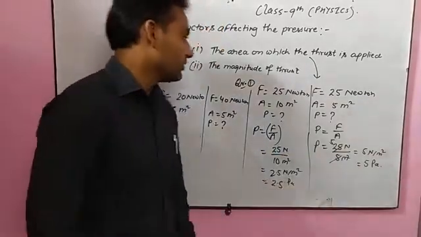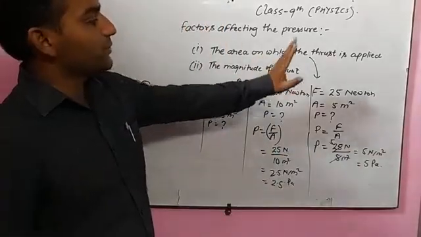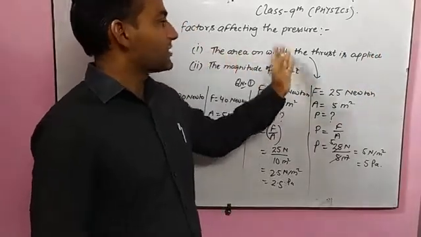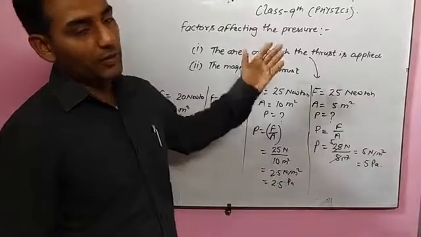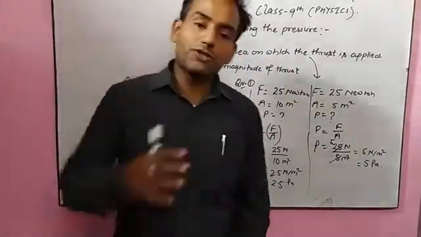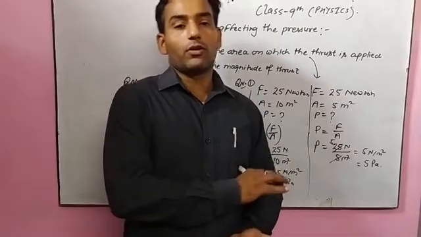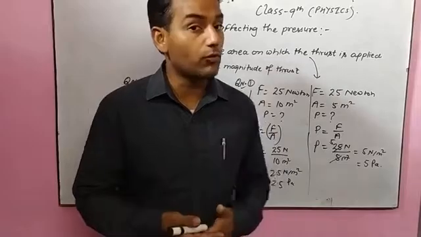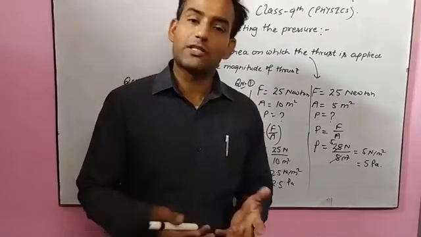Okay, so now the first condition: the pressure depends upon the area on which the thrust is applied. The second one is the magnitude of thrust. If thrust is more, if weight is more, then the pressure will be more. And if thrust is less, the pressure will be less.